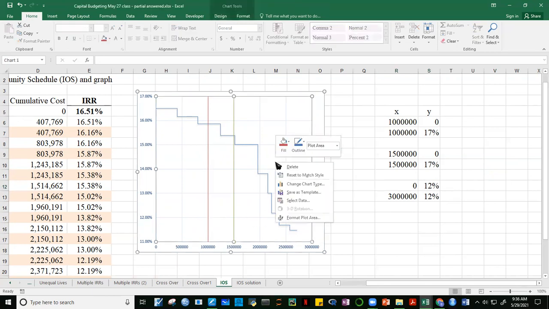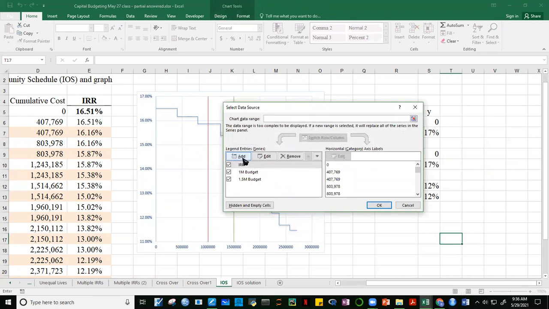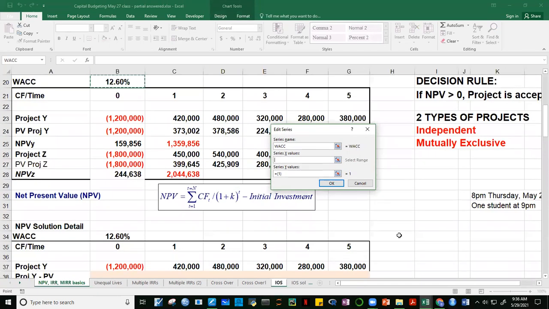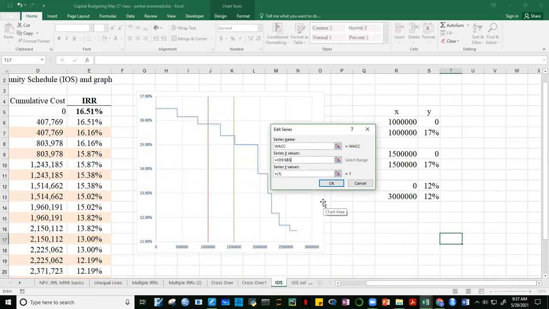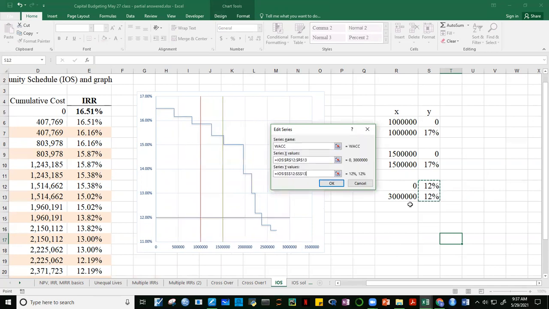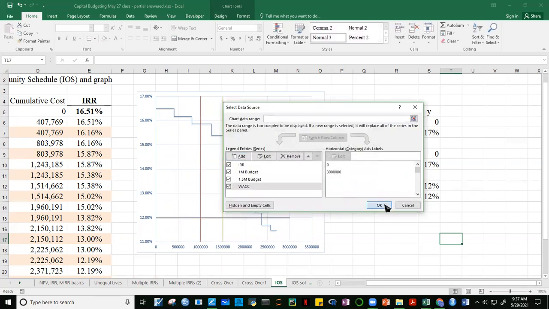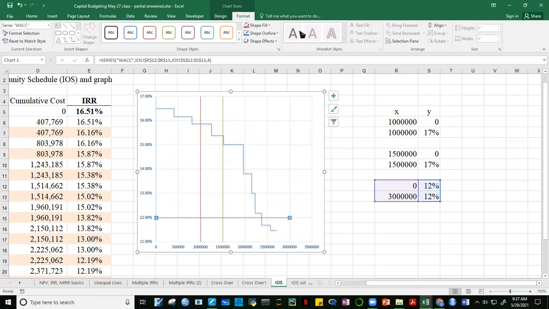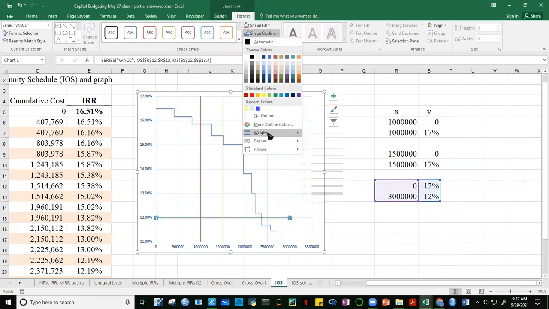So once again, insert, select data, add, let's say we call it WACC. This is our WACC. Our x-axis is these two, and our y-axis will be this one. Okay, and you can just format this. Maybe the weight. Let's increase the weight a bit. There. You can also change the color if you want.